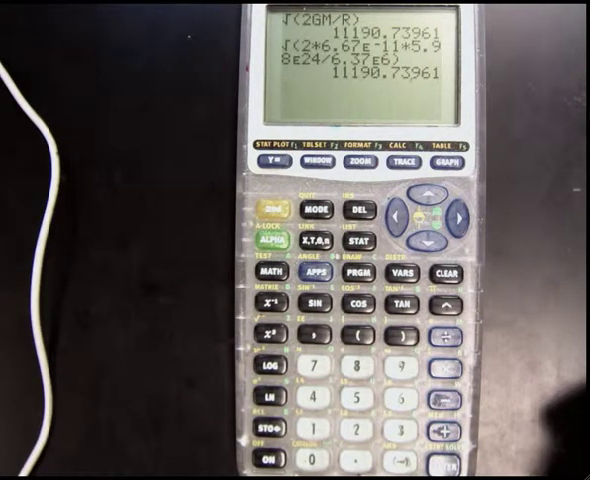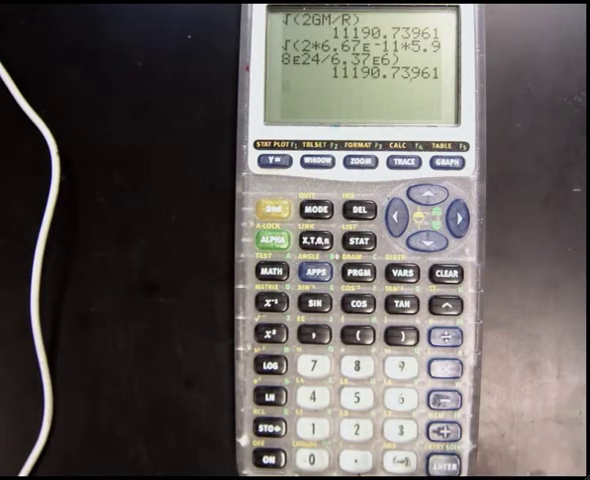And so if you're going to do this for the sun, you put in the mass of the sun and the radius of the sun, or whatever radius you're trying to solve for, and you should be able to get the same answer.